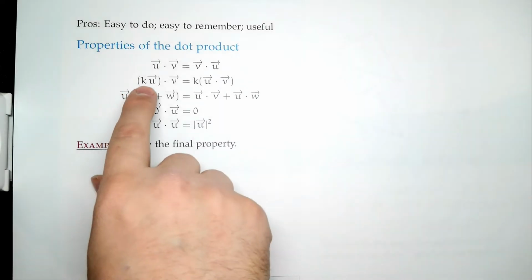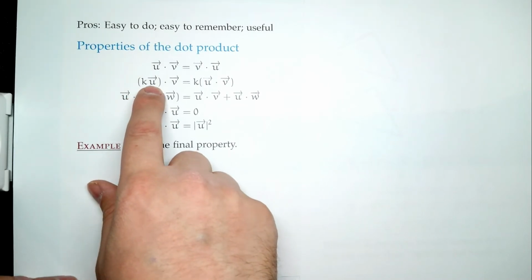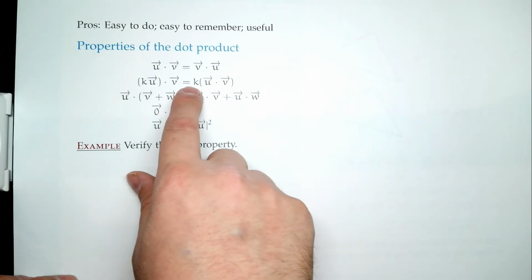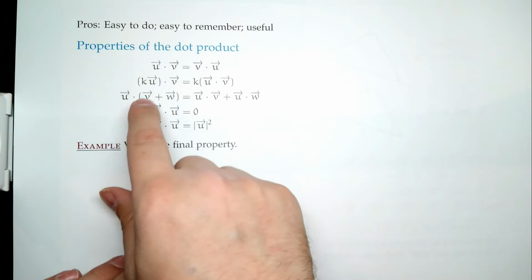So, for example, if I have a scalar, or a number, times the vector u, and I dot it with v, I can just pull that scalar out. So that's the scalar times u dot v. I can distribute. U dotted with v plus w is u dot v plus u dot w. And so it's sort of intuitive.